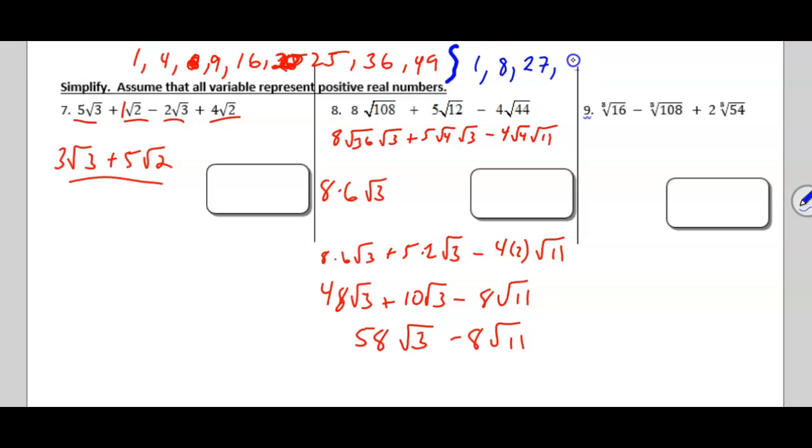4 times 4 is 16, 16 times 4 is 64. Alright, 5 times 5 times 5 is 125. I'm going to stop there because that's higher than what we need. So, these are perfect cubes.